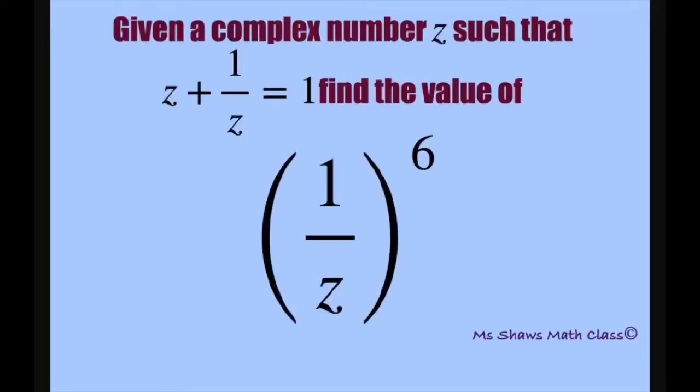Hi everyone. Given a complex number z such that z plus 1 divided by z equals 1, we're going to find the value of 1 divided by z to the power of 6. So the first trick we're going to do is just multiply both sides of our equation by 1 divided by z. So if I have z plus 1 divided by z equals 1, let's just multiply each term by 1 divided by z.